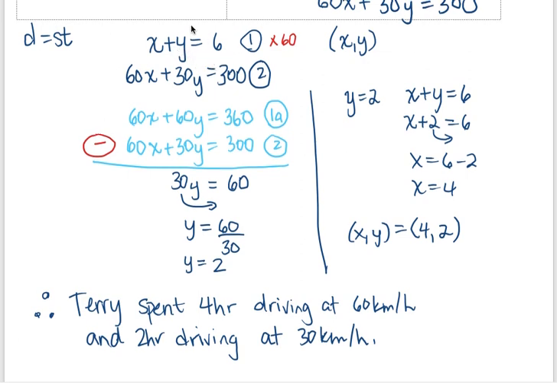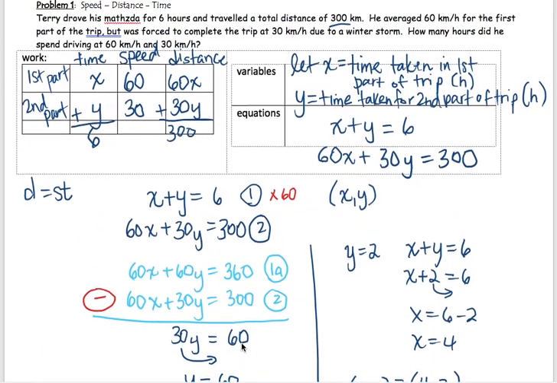Like, okay, we spent 6 hours driving. We drove for 300 kilometers. So with those conditions, what are the answers that would work here? And it's 4 and 2. Okay. All right, so there's your first one.